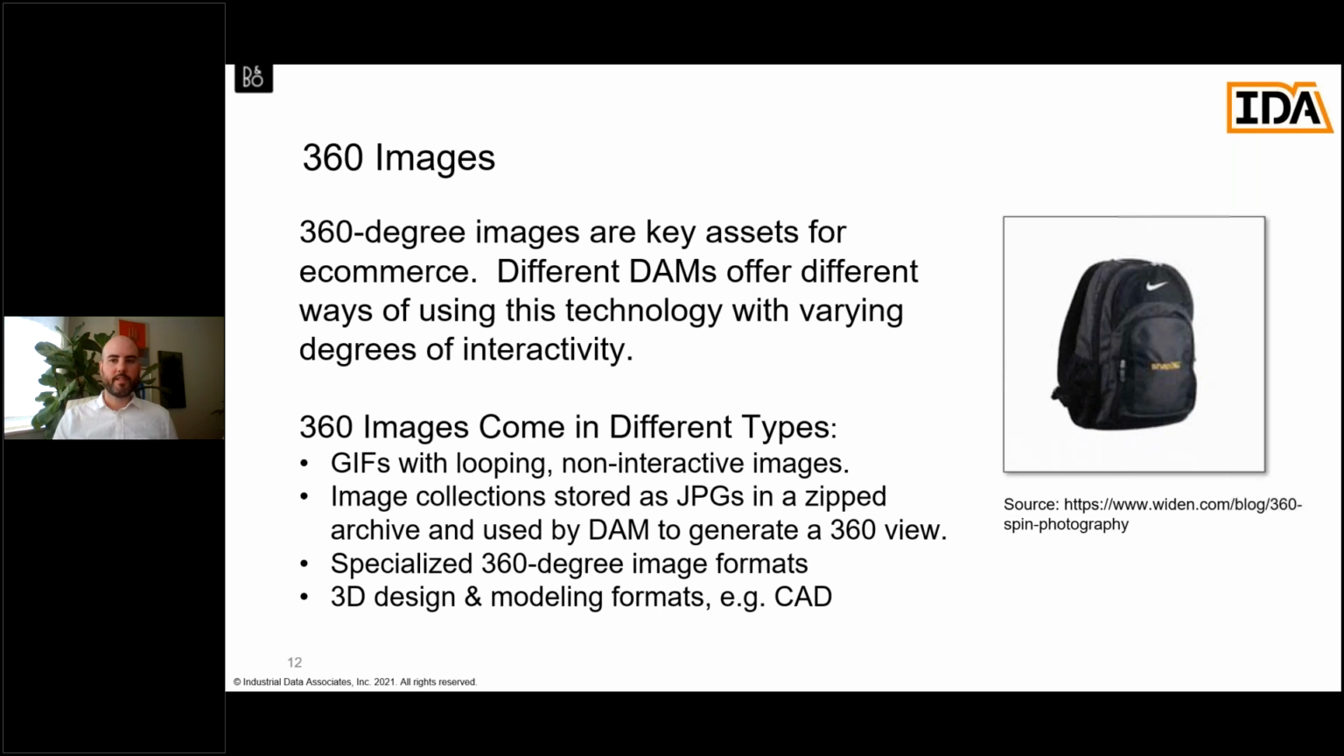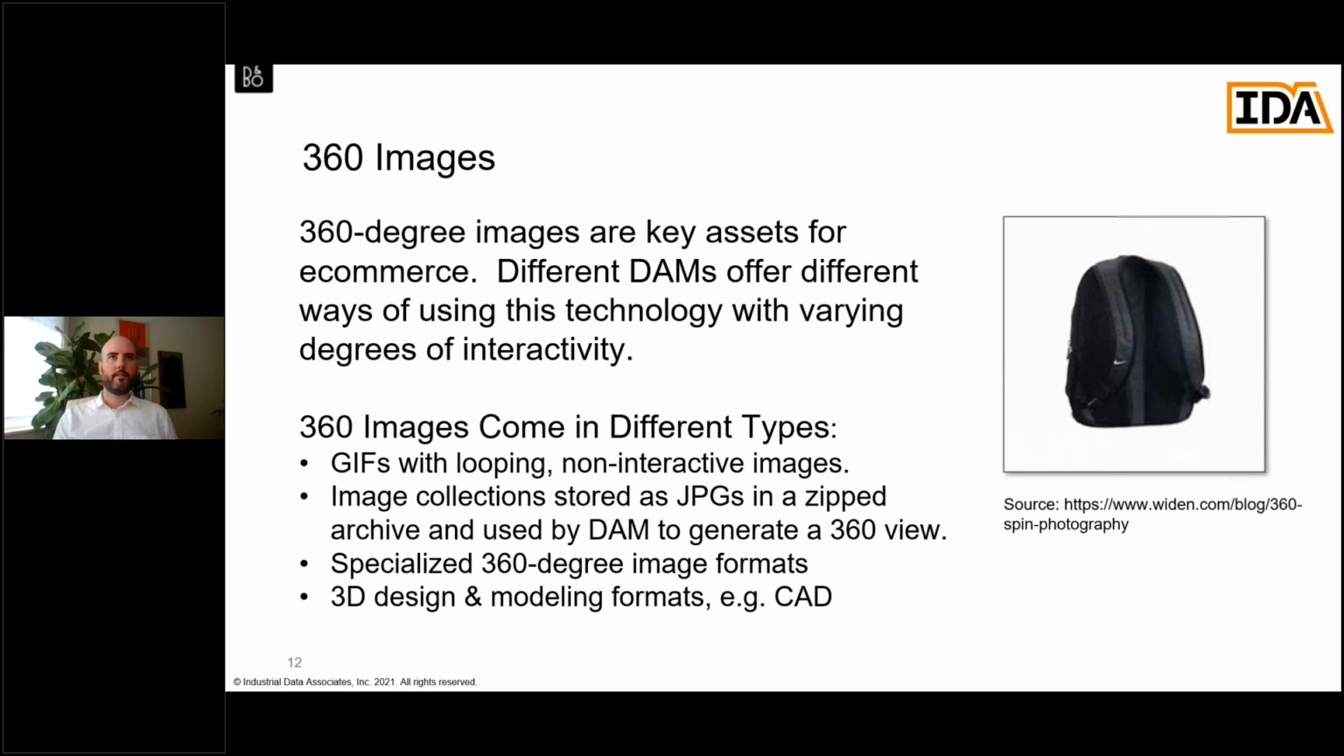Another way you could do this is by photographing every angle and then inputting that into a DAM, which can then create this kind of digital experience. Some DAMs actually have specialized 360-degree image formats. And then you can also sometimes use a 3D design or a 3D model, which could be read by a DAM and served up to a content system, which would allow a user to sort of click through and explore an image in 3D.